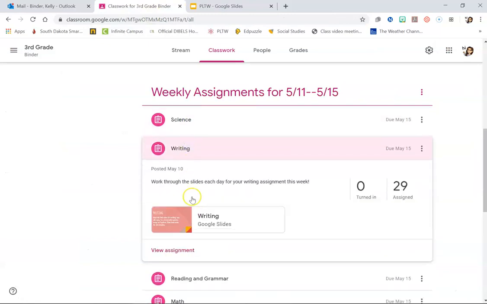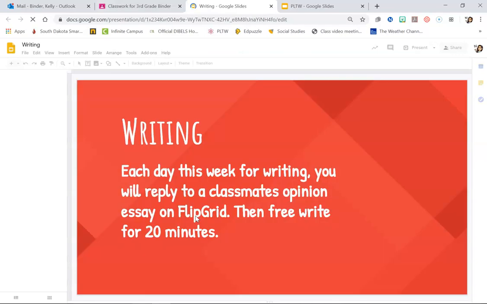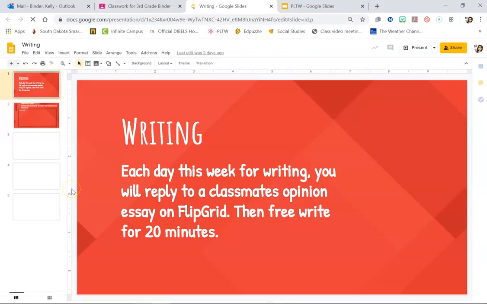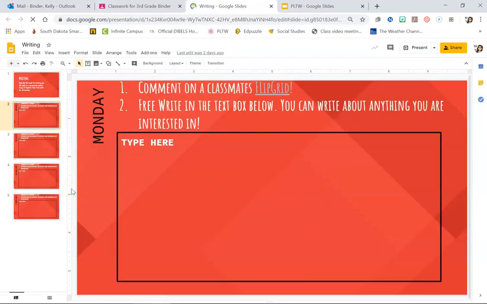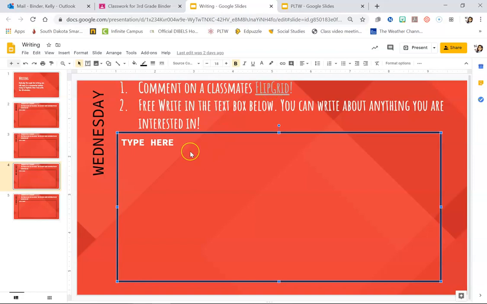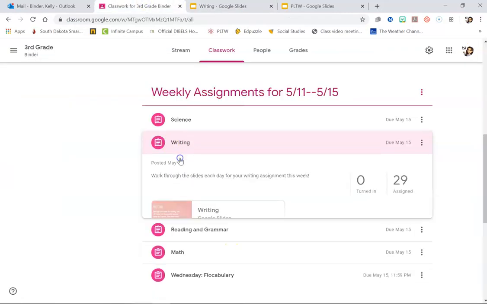Writing is going to be the same as Monday and Tuesday's assignment. You're going to go on to Flipgrid and reply to one of your classmates' opinion writing, something positive. So you agree, you disagree, you think their reason is good, they persuaded you, or they changed your mind about something. Comment on a classmate's Flipgrid like you have been, and then just free write in the box below. That is your writing assignment for today.